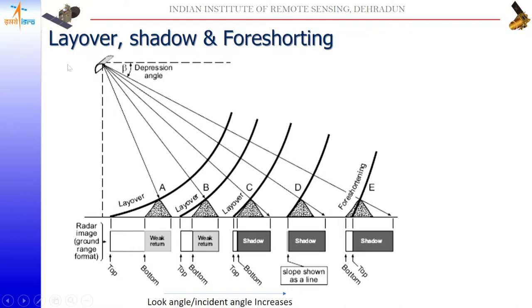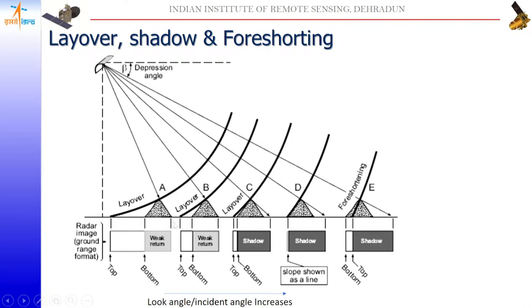You can see the different layover, shadow and foreshortening from near to far. The layover will happen more in the near range. If this is the top and this is the bottom, then the top will come first and the bottom will come later. So this layover region is larger.